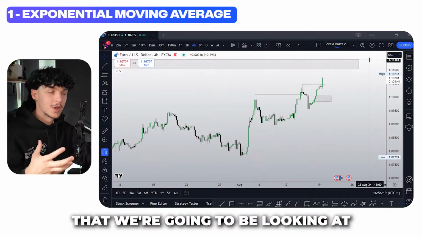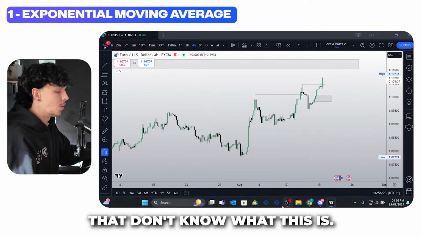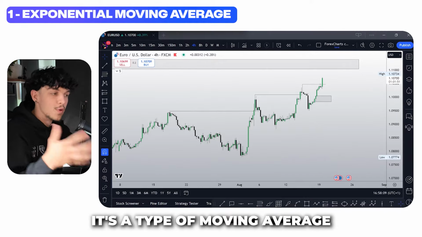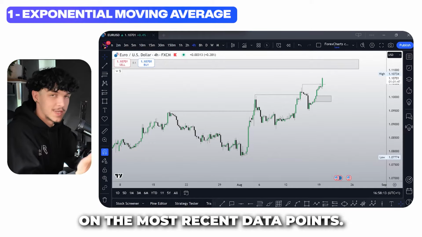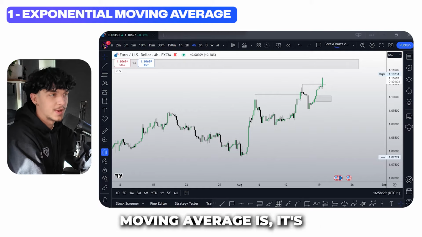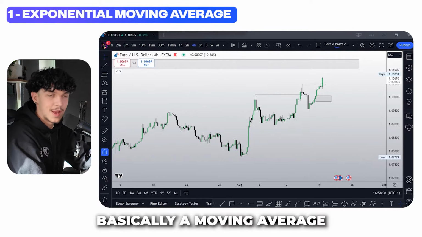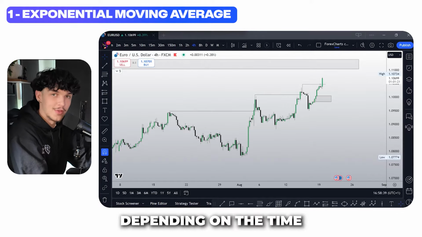The first indicator that we're going to be looking at is the exponential moving average. For you guys that don't know what this is, it's a type of moving average that places a greater weight and significance on the most recent data points by definition. But if you're going to ask me what an exponential moving average is, it's basically a moving average that calculates the price average over a period of time depending on the time that you choose.